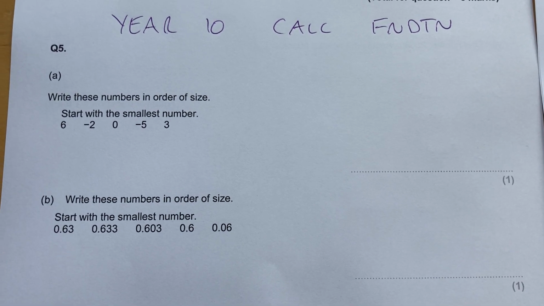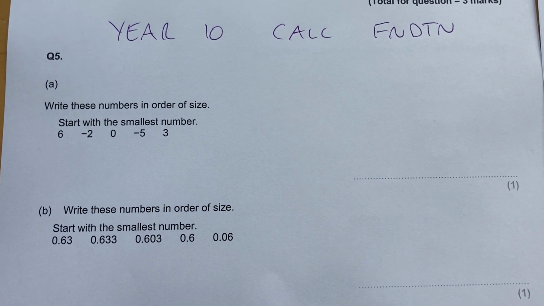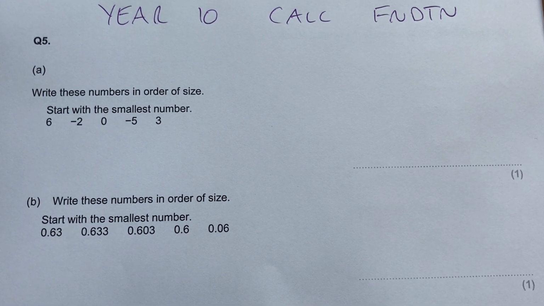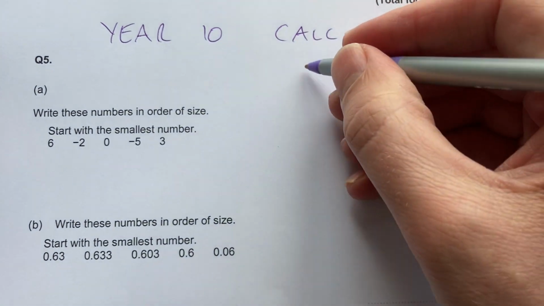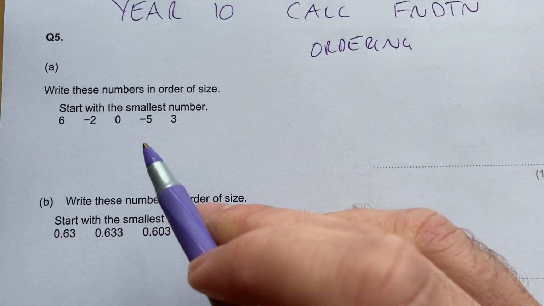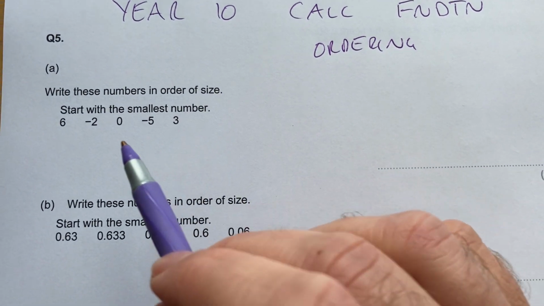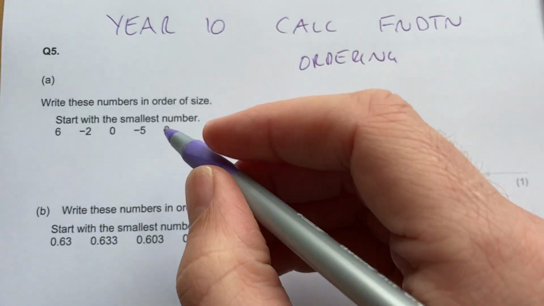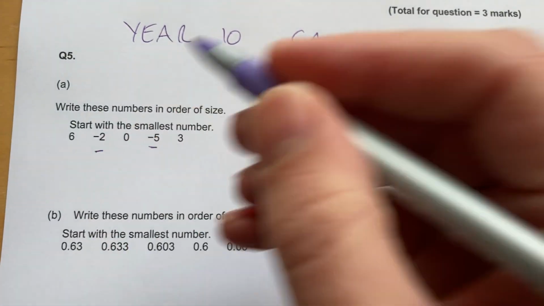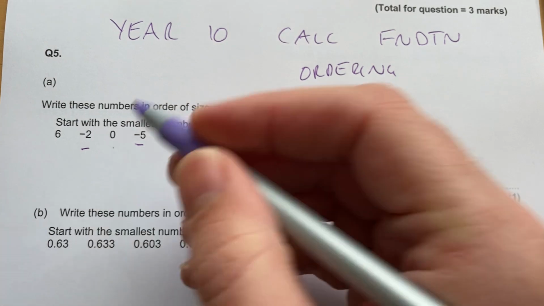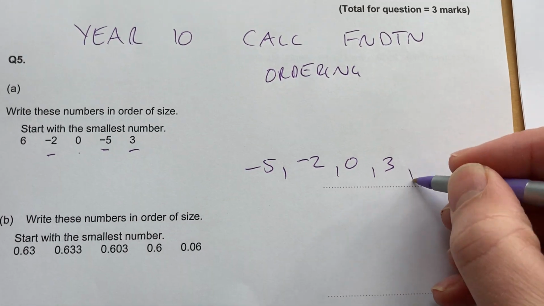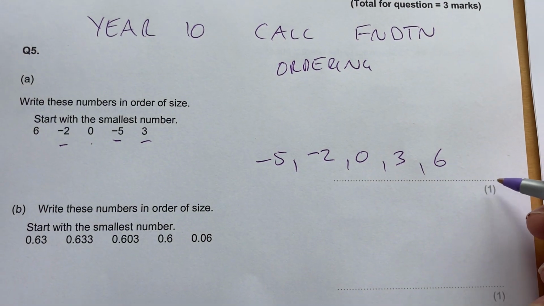Hello, we're going through the Year 10 Foundation Paper 2, the calculator paper, where we saw some key topics that needed to be revised. The first one was ordering on question 5. Write these numbers in order of size. Start with the smallest number. So I find the smallest negative number, -5, then -2, then 0, then 3, and then 6. That should get you 1 mark.